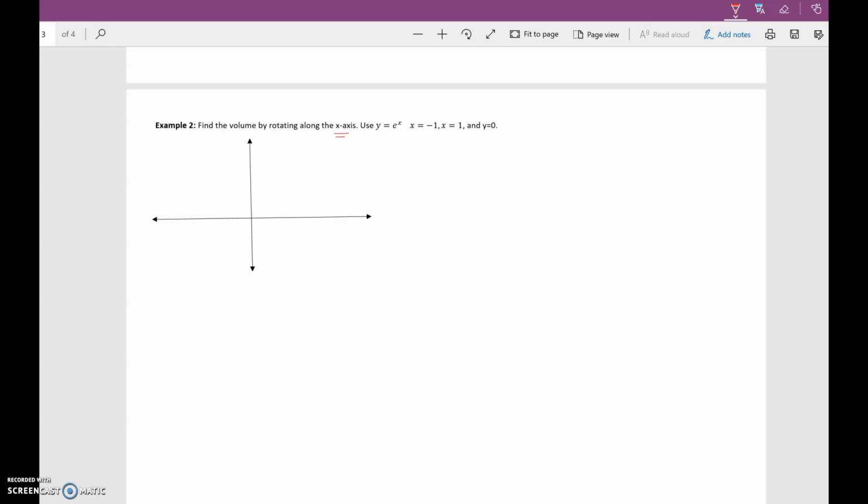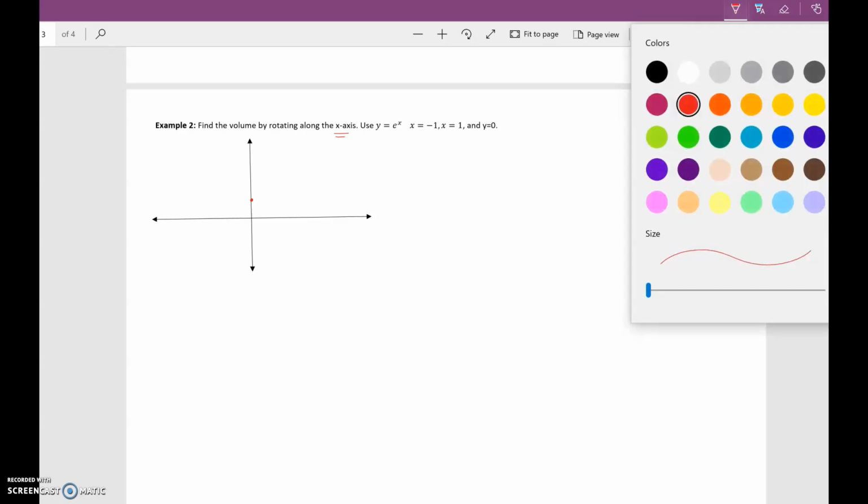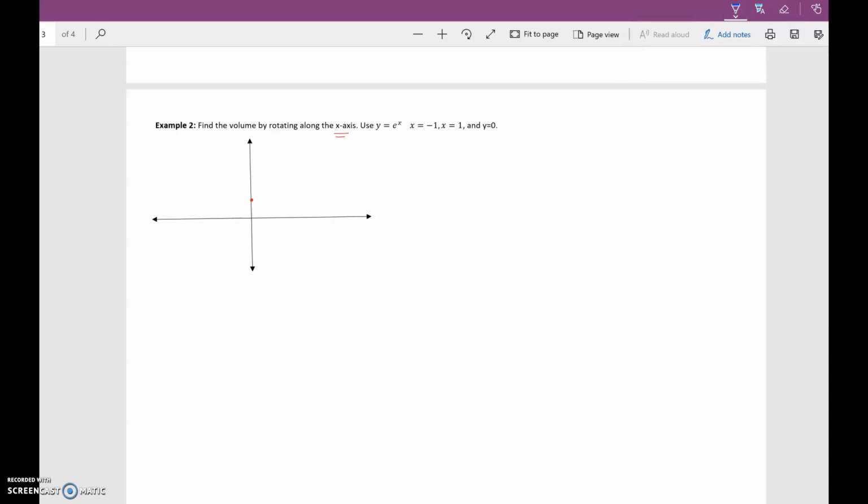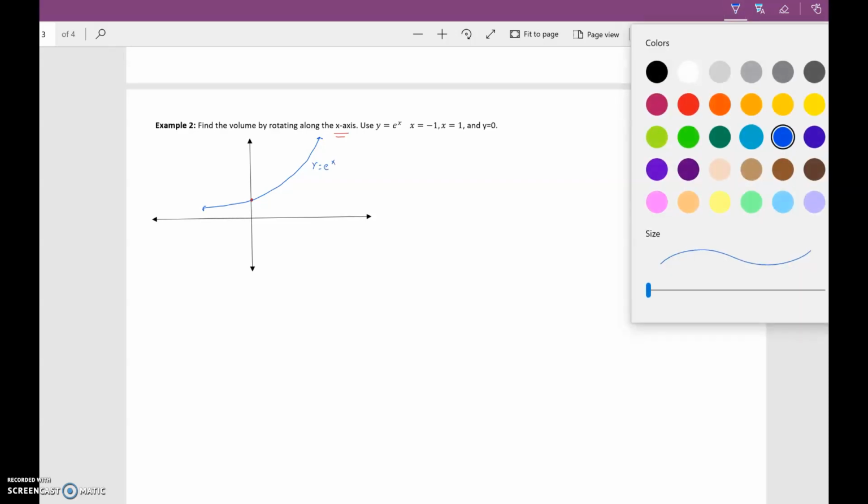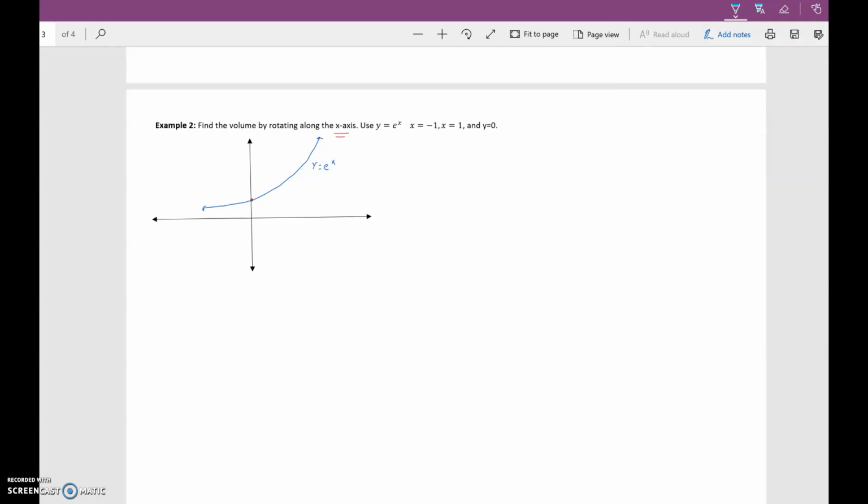I'm just going to do a basic sketch for e to the x. So e to the x is going to pass through technically (0, 1). So we're looking at this sort of a function. I'm just going to assume that this is y equals e to the x. And then we're going to be looking at a region that goes from -1 to 1, not to scale, but around here. Okay, and this is the region that we're going to be rotating.